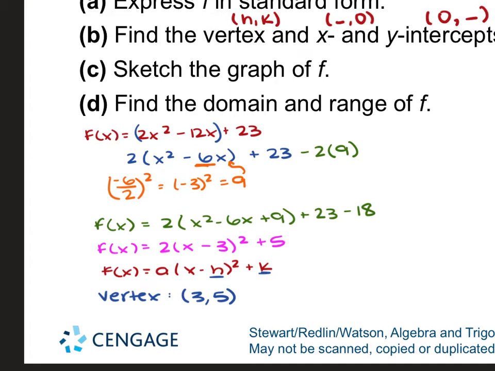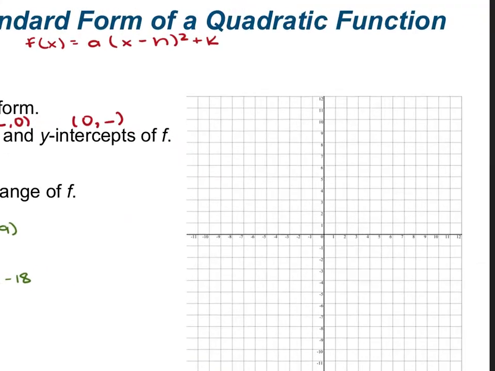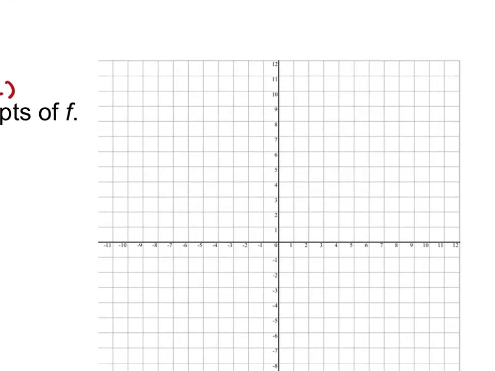My a is 2. Because that 2 is positive, this parabola is going to open up. So if it's a positive a, it opens up. If it's a negative a, it opens down. So when I do this, I can plot that vertex, which is 3, 5. So I'm going to go right 3, up 5, plot the point.